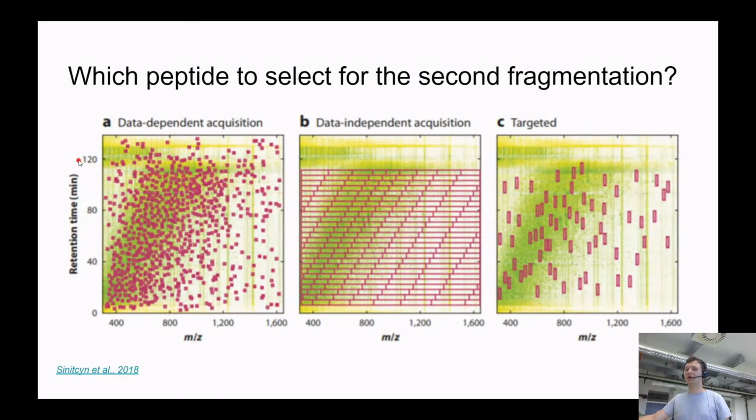One thing which I have to say: when it comes to the question of which peptide to select for the second fragmentation, there are different answers. We can subdivide these answers, and the world is getting more complicated, but there are three main elephants in the room. One is called data-dependent acquisition, the second is data-independent acquisition, and the third one is targeted.